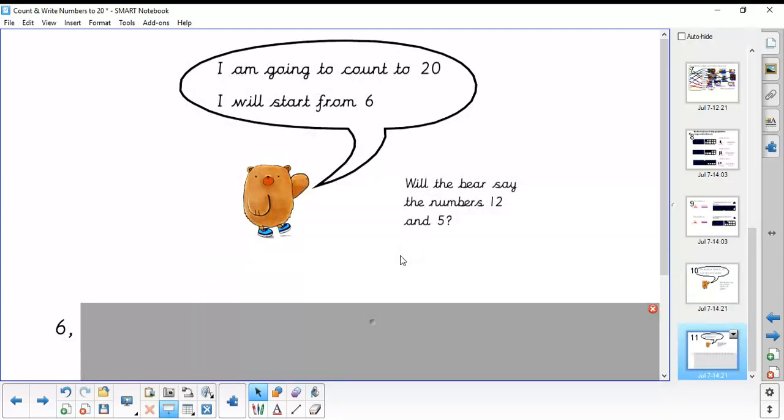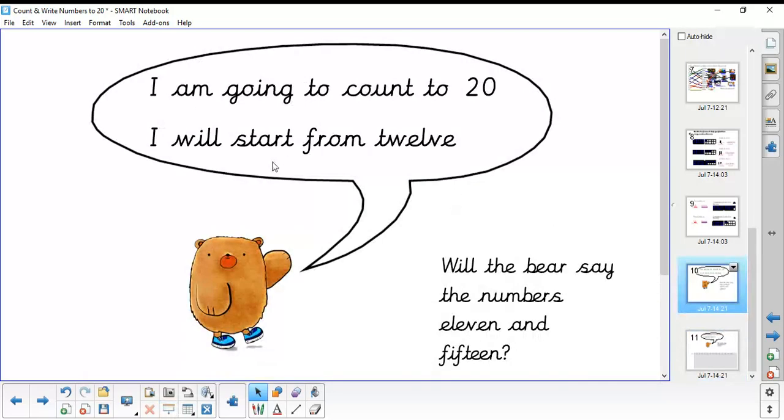Okay. So if I was going to start at the number 12, I know that I can be counting up. So 13, 14, 15, 16, 17, 18, 19, 20. I know that I said the number 15, but I never said the number 11. So 11 is the wrong answer.